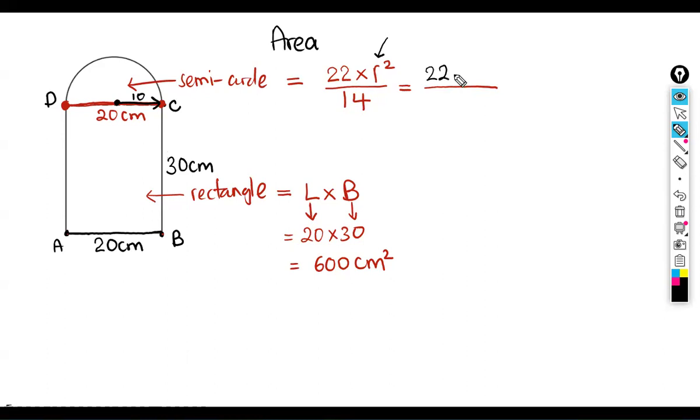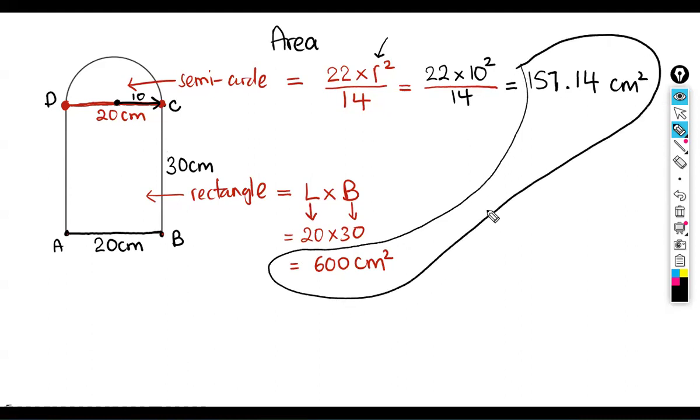So it's 22 multiplied by 10 squared divided by what? 14. 22 multiplied by 10 squared divided by 14 is 157.14 centimeters squared. To get the full area, we just have to add them. So you add these two values, you're going to get what? 757.14 centimeters what? Squared. Look for your mistakes. Look for your mistakes and let me know on the chat.